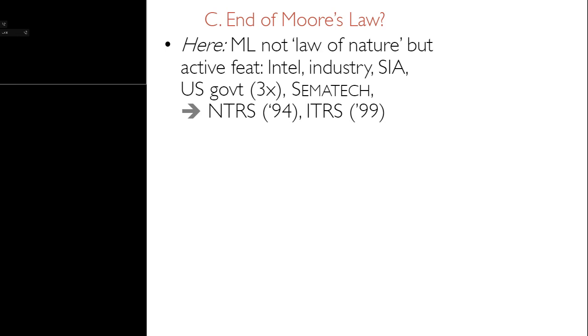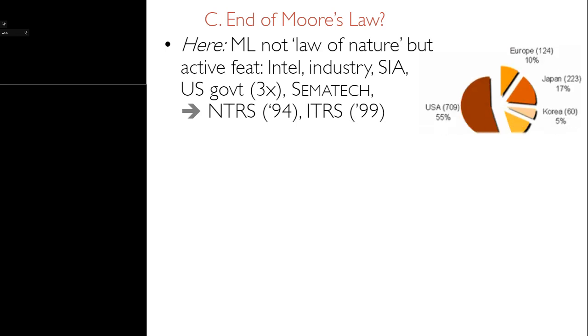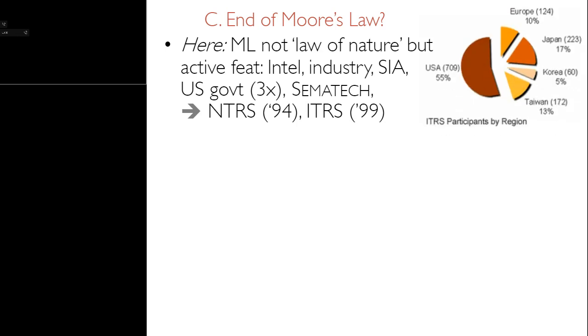Again, Semitech leading to the national technology roadmap for semiconductors and an international technology roadmap in 1999. The reveal there, please, can you just move to the little pie chart that moves forward? This is in 2005, by the way. And in 2005, this is an interesting time because you can see that the U.S. is 55% of ITRS, and China would soon be joining.